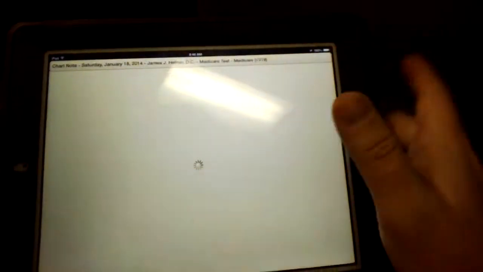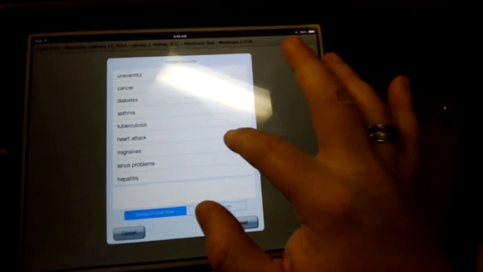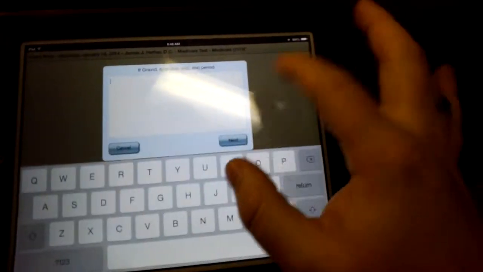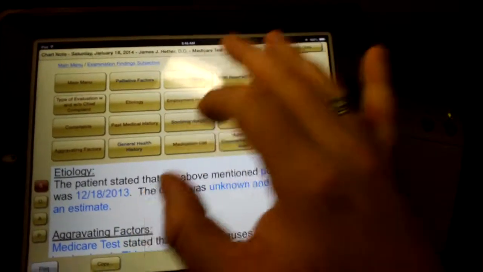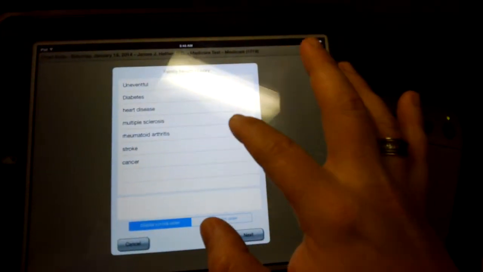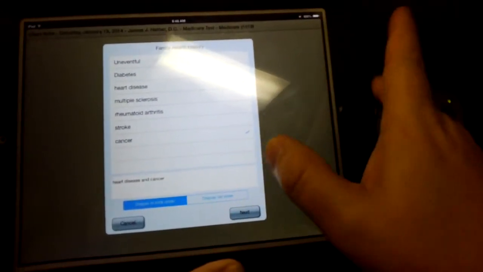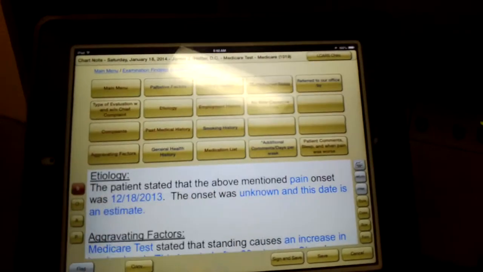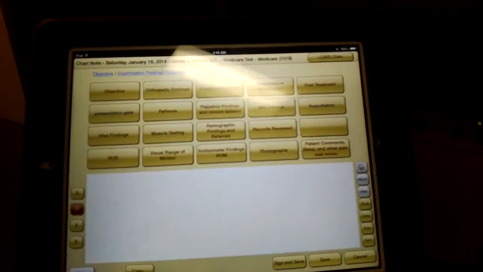From there, we can go under general history. We can say the person has had a heart attack and they are a non-gravid female. From there, we can say family history. There's a family history of heart disease and a family history of stroke. And from there, we're going to get out of that field. From there, we can go under objective findings. We can go under, again, our exam findings.